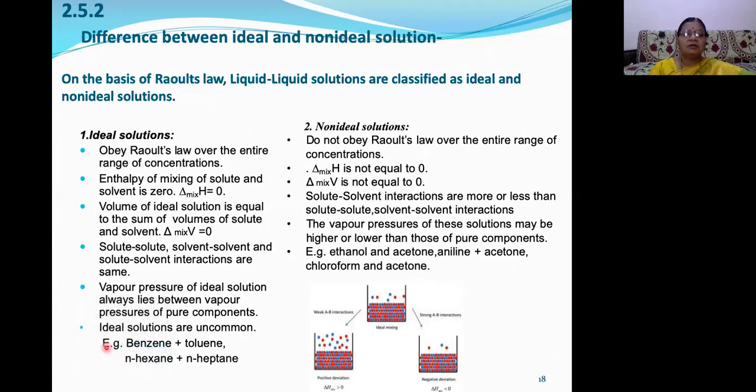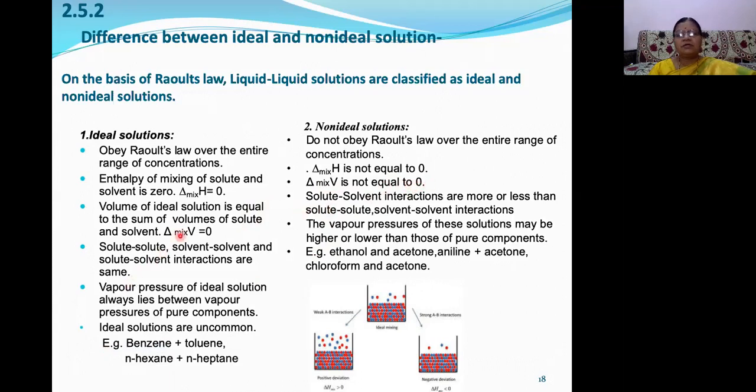In case of non-ideal solution, what about this delta V mixing? Here, it is not equal to zero. It means that there is a change in volume. Volume increases or decreases. So delta V mixing is not zero in case of non-ideal solution.